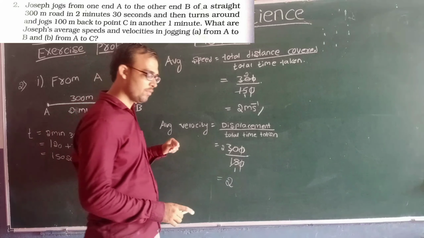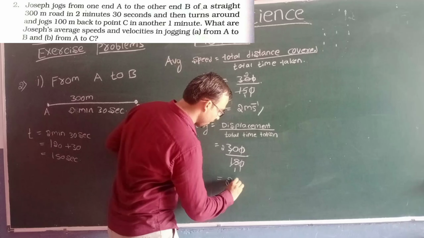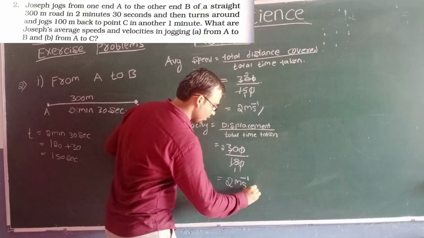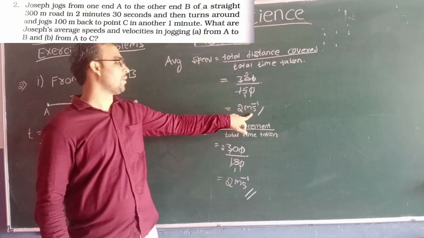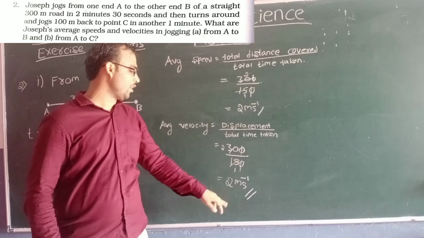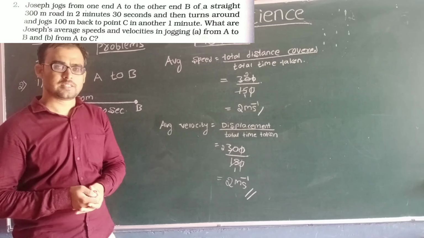What is the SI unit of velocity? Same as that of speed. So here the average speed is 2 meter per second and the average velocity is also 2 meter per second.